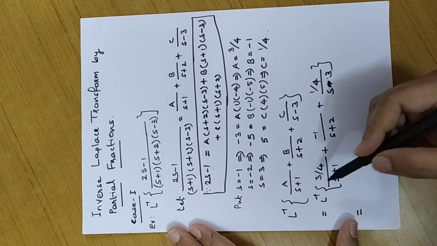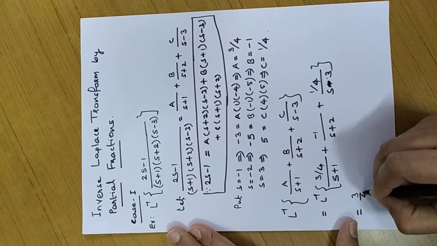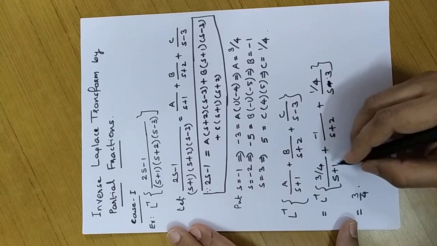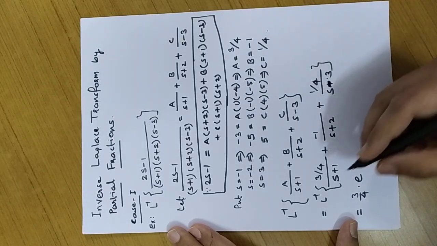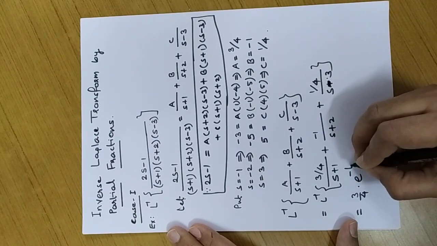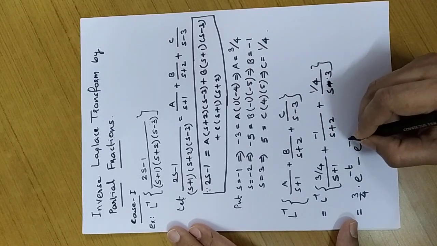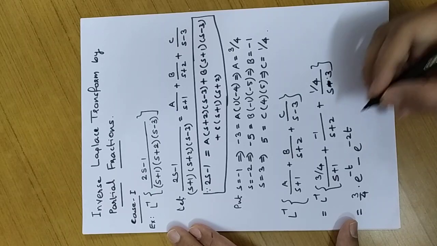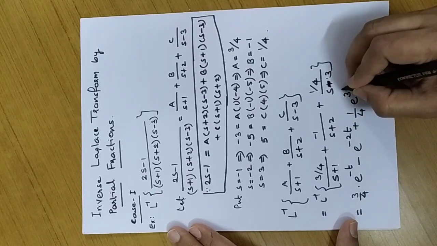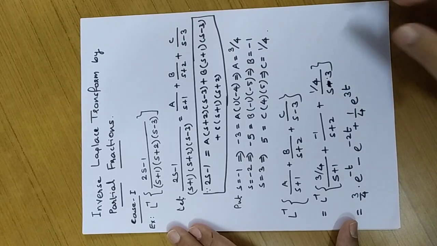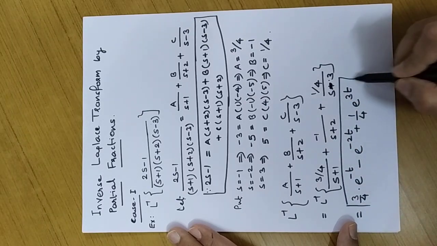Now you know very well the inverse Laplace of 1 upon s plus 1, where 3 by 4 is a constant; we already discussed this in the previous 3 videos. It gives 3 by 4 e raised to minus t, minus e raised to minus 2t, and last, 1 by 4 e raised to 3t. So this is the inverse Laplace of this function, and this is the final answer.